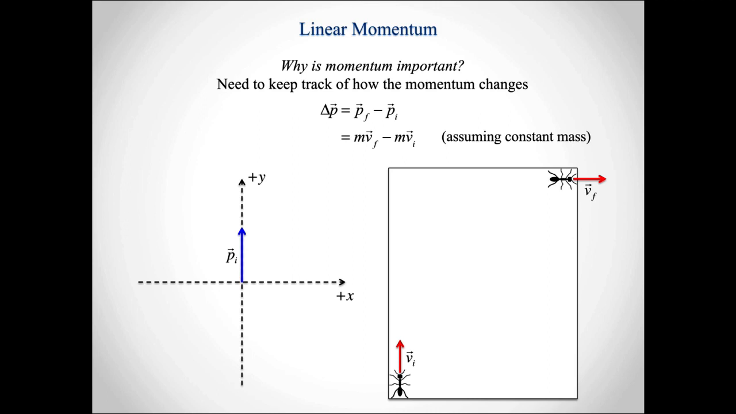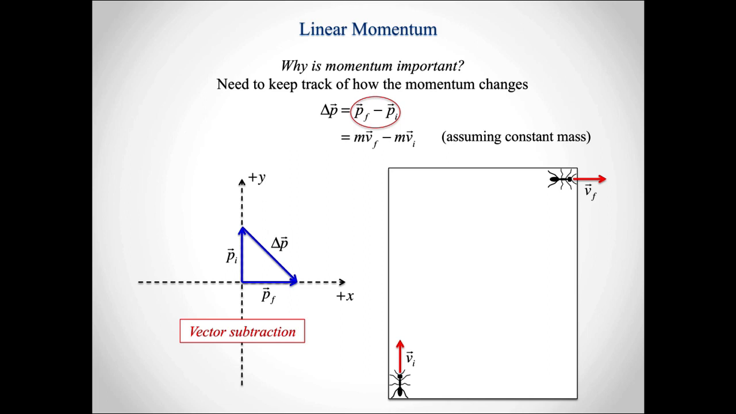And so here, if the initial velocity of the ant points up, then the ant's initial momentum must also point up. If the final velocity of the ant points to the right, then the ant's final momentum must also point to the right. And then working the vector subtraction problem, final minus initial momentum, says I simply need to draw in the vector that connects from the tip of the initial momentum to the tip of the final momentum. So here's delta p, right? Here's the change in momentum vector.